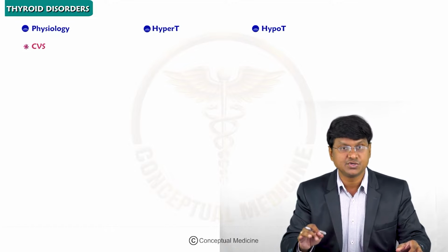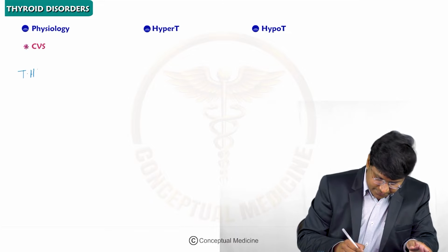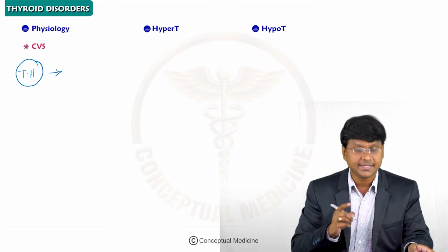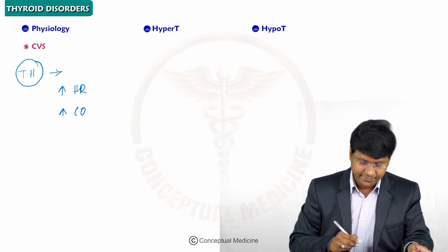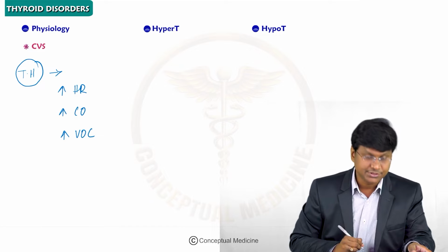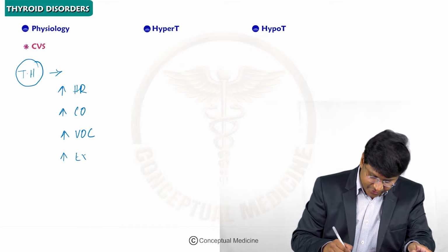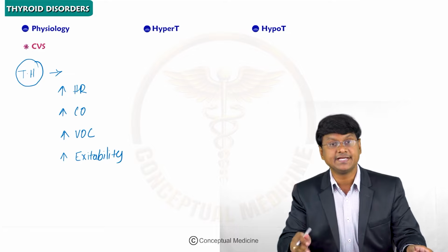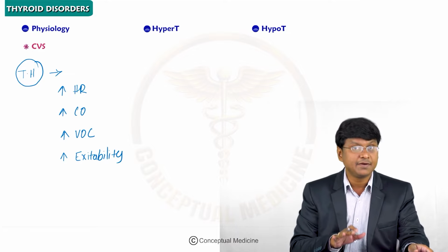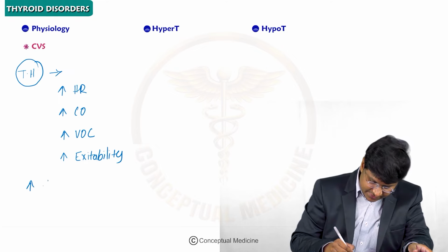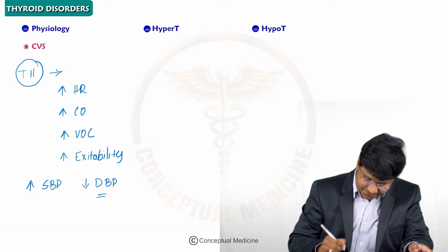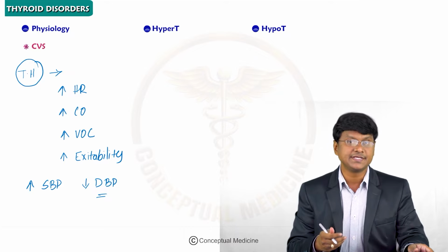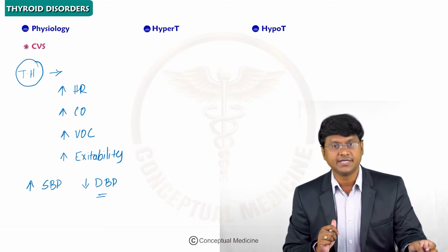So for that you should know the basic physiology first. Thyroid hormone, please remember, increases the heart rate of the individual, increases the cardiac output, increases the velocity of conduction, and it also increases excitability of the heart, right? Now apart from this, thyroid hormone will increase the systolic blood pressure and decrease the diastolic blood pressure, right? That is what is being done by your thyroid hormone.